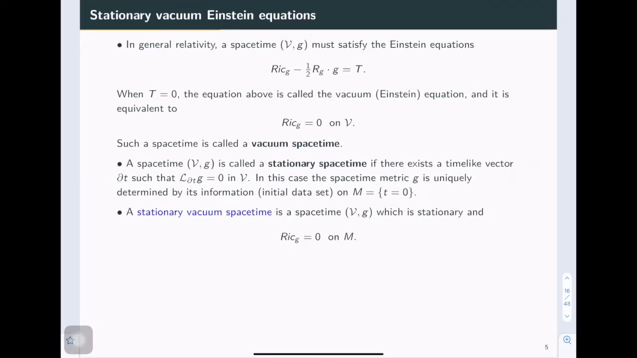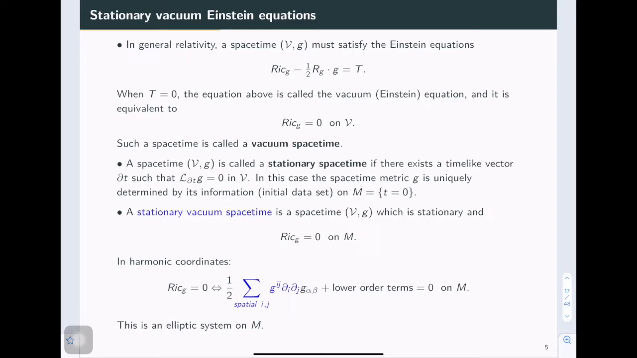Now, a stationary vacuum spacetime is a spacetime which is both stationary and vacuum, that is, Ricci flat. If we choose a special coordinate chart for the spacetime, which is called the harmonic chart, we can write down the stationary vacuum equations as a system of partial differential equations, and this is the leading order part of the PDE. Here, the operator colored in blue is essentially the Laplace operator with respect to the metric induced on the t equals 0 hypersurface. So the stationary vacuum equations essentially form an elliptic system.